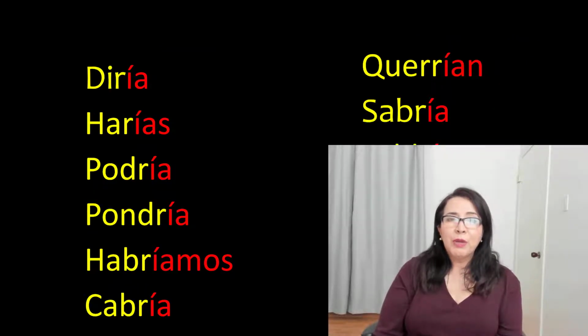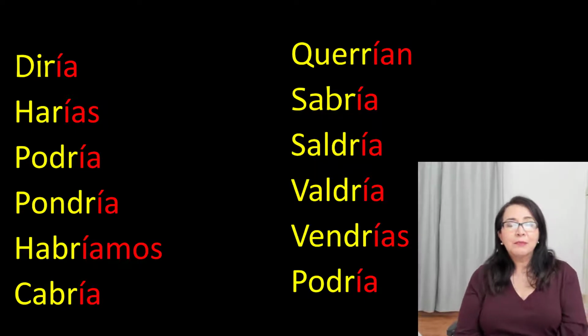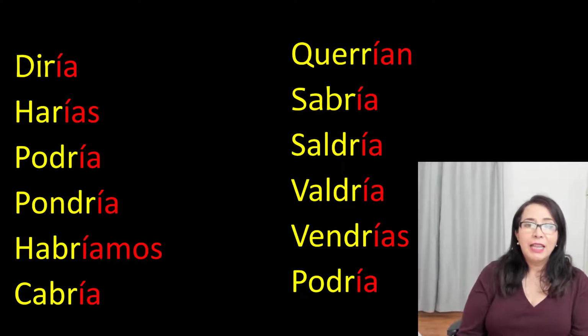Now, what about irregular verbs? Well, we have some that have an irregular stem. Those are going to remain an irregular stem. And the most common ones I'm giving you right here. There's 12 of them. Diría, harías, podría, pondría, habríamos, cabría, querrían, sabría, saldría, valdría, vendrías, podría. Learn these 12 because even native speakers make some mistakes with some of these.